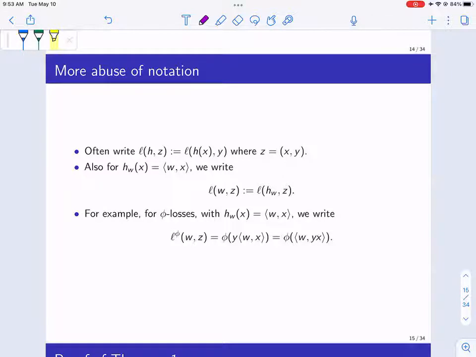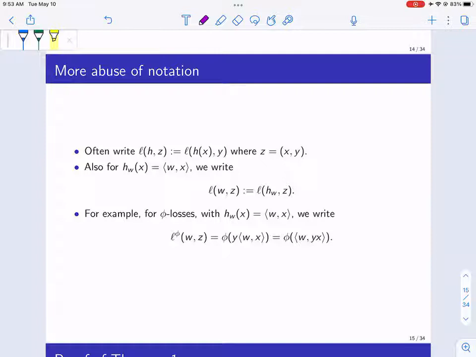And then, so this is the first abuse of notation. And then when h is wx, l_w and z is just l_w, h_w, and z, which for the phi losses would look like this. Just look at it a little bit to get used to, and then you move on. So it's fairly simple.